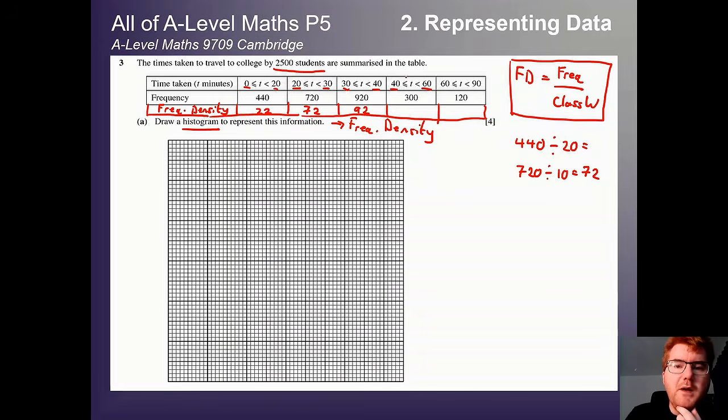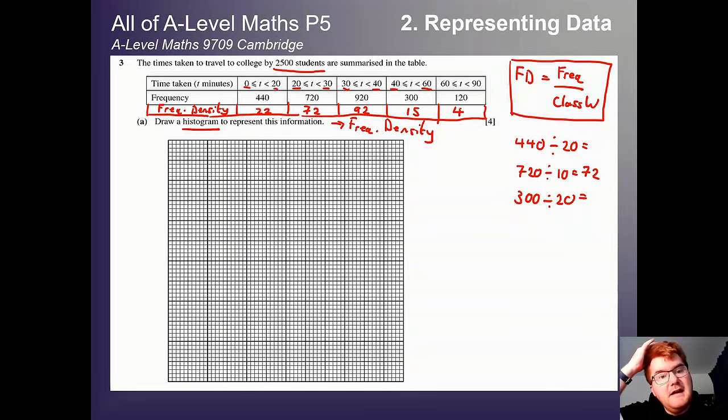Notice we've got a width of 20 here. 60 minus 40 is 20. So then we do 300 divided by 20. So be careful, keep an eye on those widths, and that gives us 15. And then the last one, this has got a 30 width here, so 120 divided by 30, that's going to be equal to 4. So the most important thing, first of all, for a histogram question is making sure we have those frequency densities.